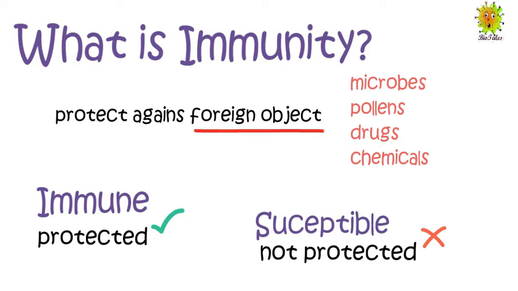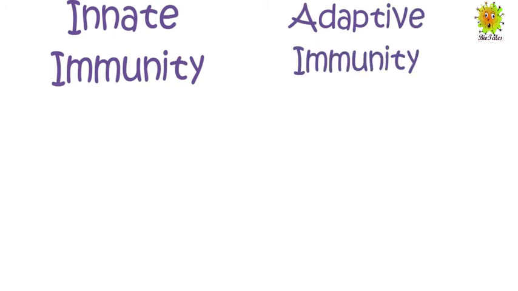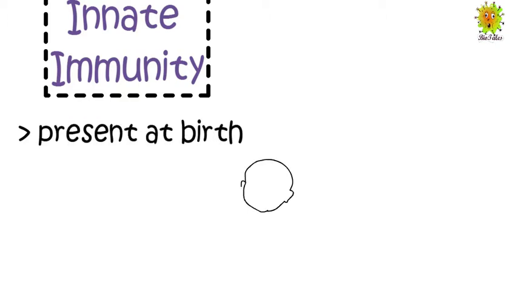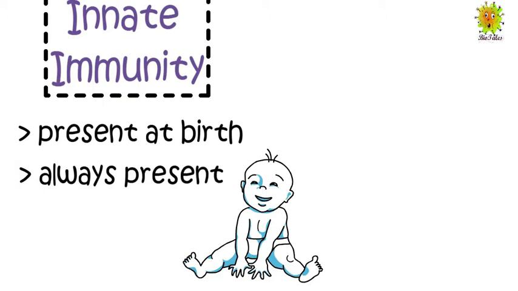There are two types of immunities that are normally found in a human body, called innate immunity and adaptive immunity. First we see what is innate immunity. It is the immunity that is present from the time of our birth. Innate immunity has some specific characteristics. This immunity is always present in our body and protects us against foreign objects.